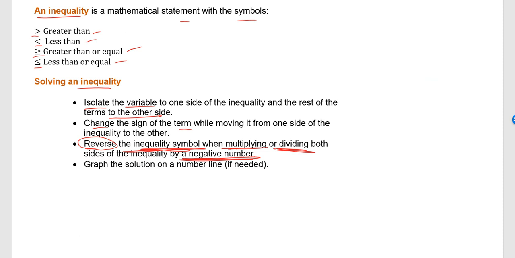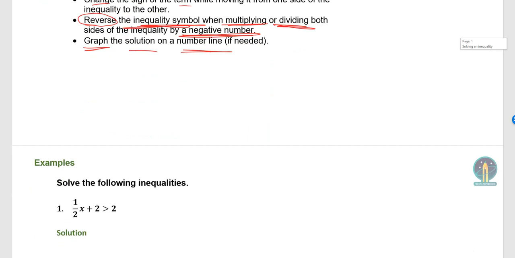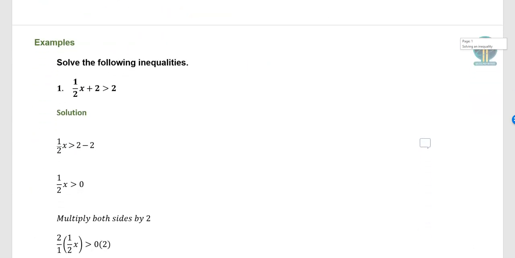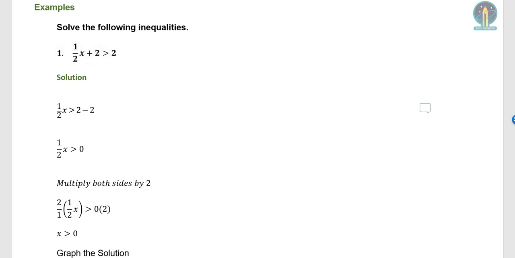And then one thing that's important to do in the end is to graph the solution on the number line when asked, but it's usually very useful to help you visualize the result of the inequality. Let's look at some examples. Solve the following inequalities. Example 1: 1 half x plus 2 is greater than 2.